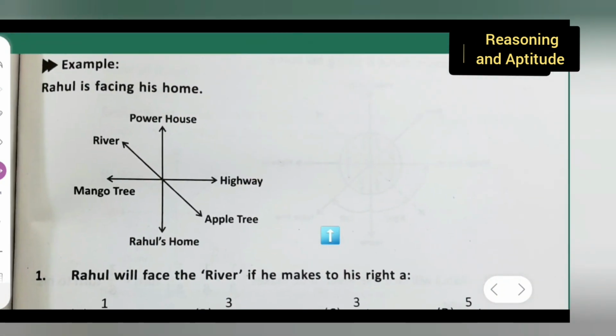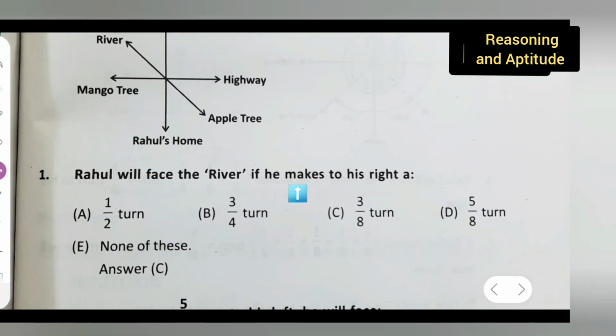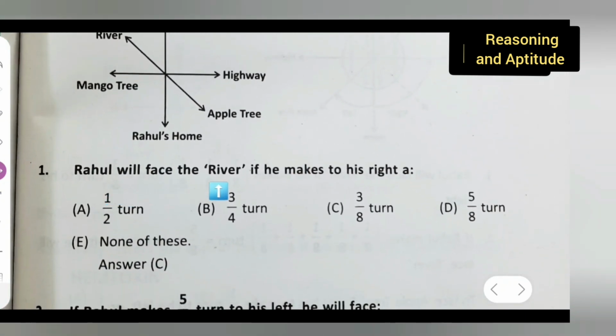Next example is: Rahul is facing his home. It is given already. Now here there is a powerhouse, river, mango, Rahul's home, apple tree and highway. The question is: Rahul will face the river if he makes to his right a 1/2 turn, 3/4 turn, 3/8 turn, or 5/8 turn, or none of this.